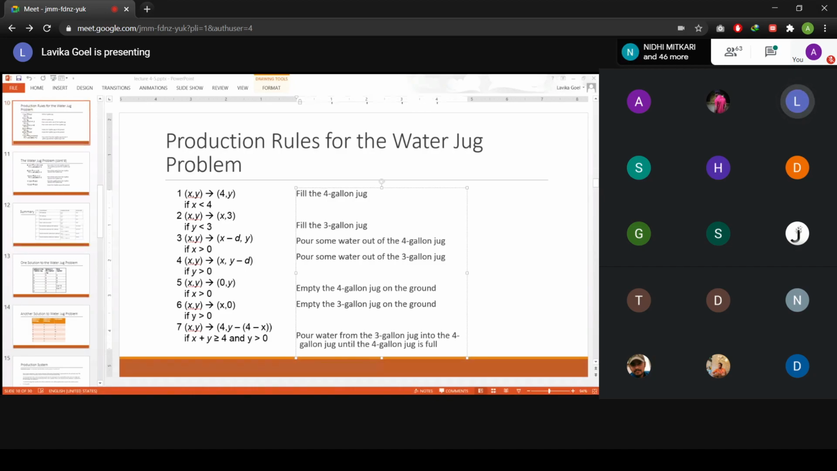So a control strategy should be chosen in such a manner that it causes motion. Motion in the sense that the states should change. If you are always choosing the first rule, the first rule will always fill the 4-gallon jug. So in that case there is no state change, because you are indefinitely going to fill the 4-gallon jug only. That is an example of a control strategy which is not causing motion. So you should choose a control strategy carefully. It should cause some motion. The other thing is it should be systematic.